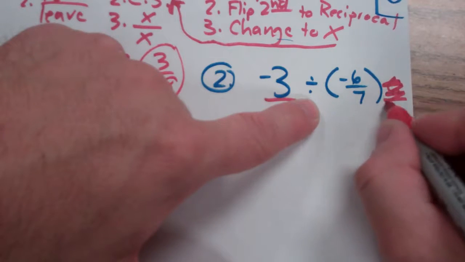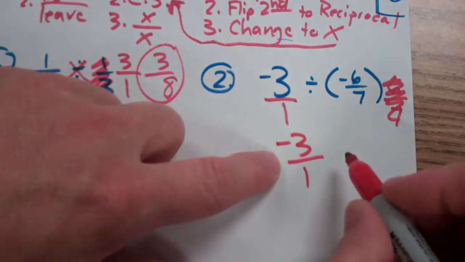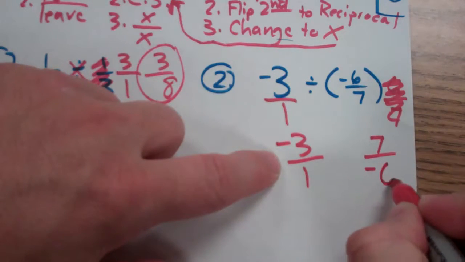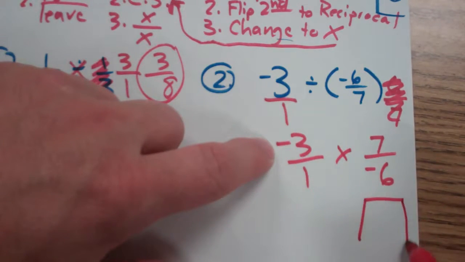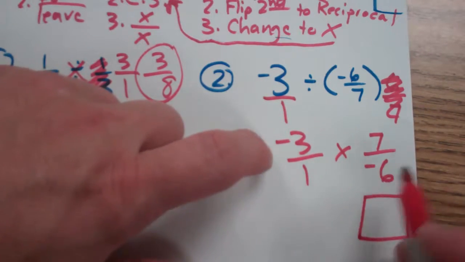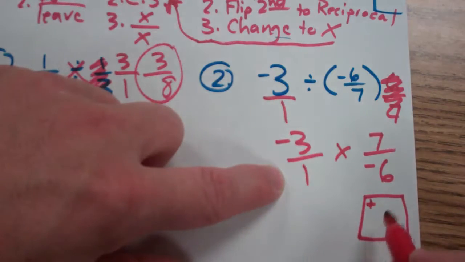I didn't flip it. Let me flip it. Actually, let me rewrite it down below. That'd be easier. -3 over 1. Change it to its reciprocal. 7 over -6. Change it to multiplication. I like to do this with fraction problems that have negatives in them. Use your integer rule. I have 2 negatives in a multiplication problem. My answer is going to be positive. So I just get that so I won't forget my answer is positive.